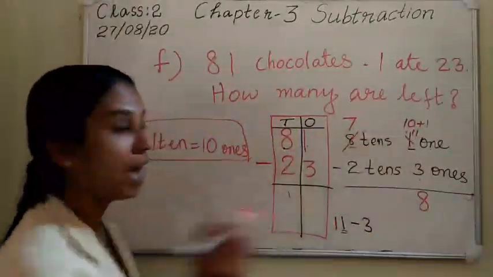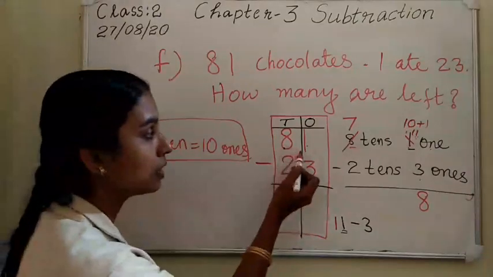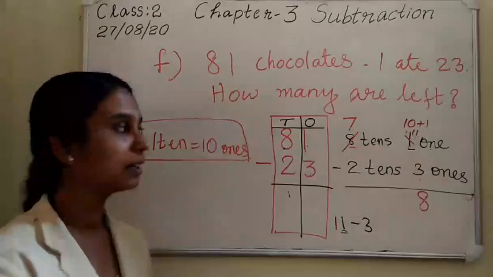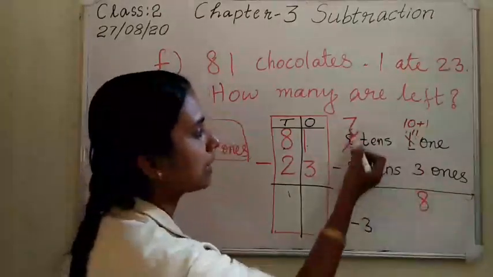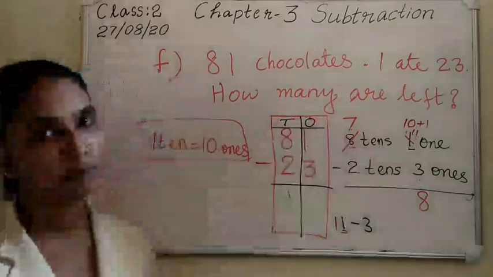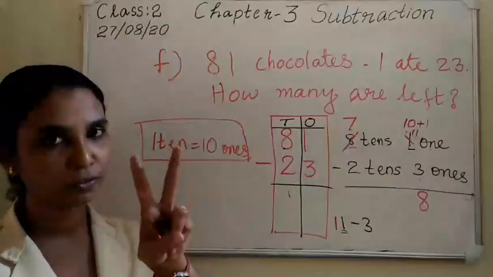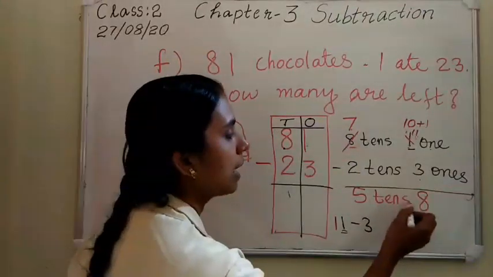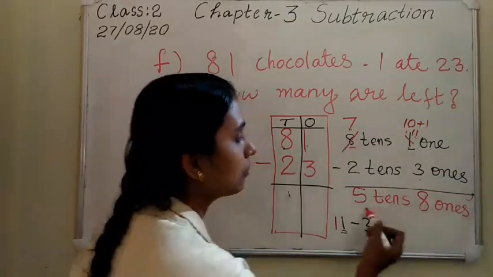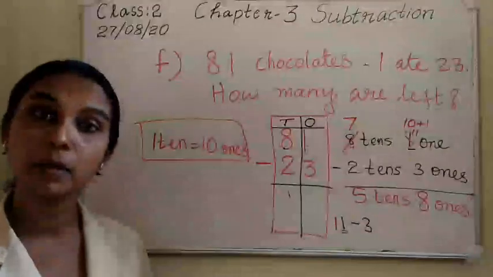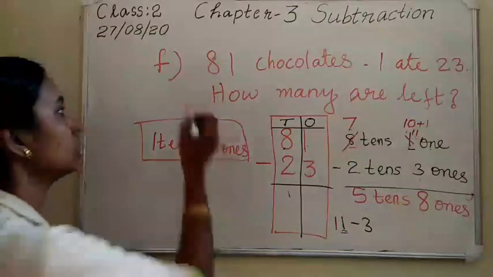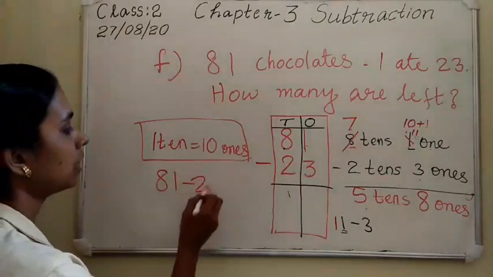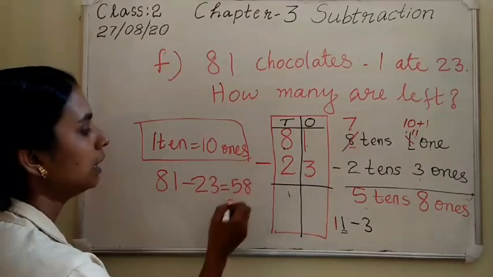See what we are doing. The same question we are doing like expanded form. Then you can subtract 7 minus 2. What is 7 minus 2? 7 in your mind, 2 fingers. 7 before: 6, 5. So 5 tens and 8 ones. Which is the number? It is 58. You write the answer: 81 minus 23 is equal to 58.